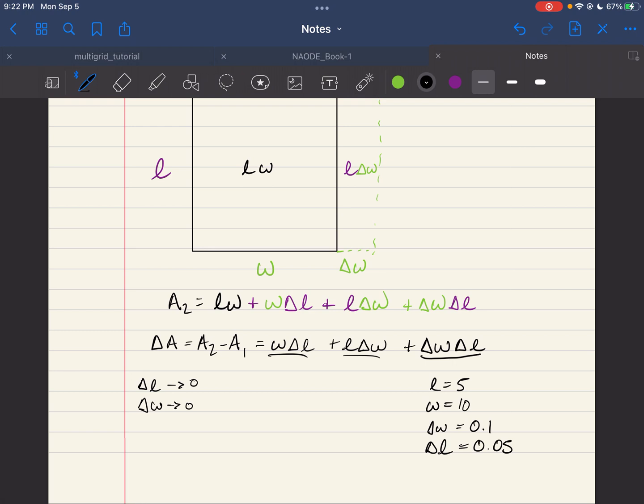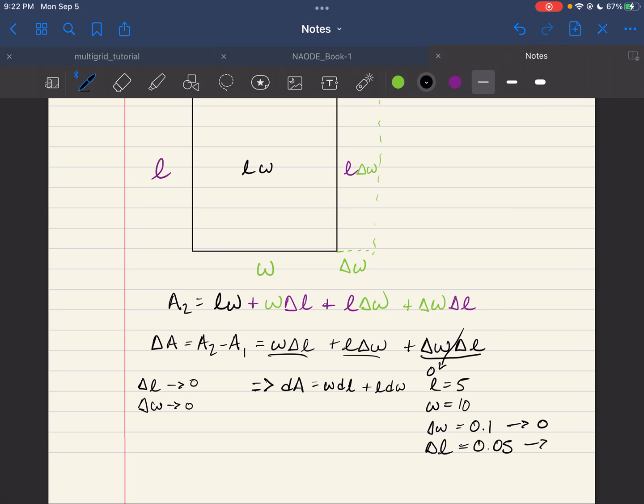So if those two changes of delta L and delta W both go to 0, we expect that this term here goes to 0. And you could plug in smaller and smaller numbers for delta W and delta L and see that this is the case. So we ultimately get our infinitesimal, the tiny change in area, which is going to be composed of those two small rectangles we would add. So W times that tiny change in length plus length times that tiny change in width.